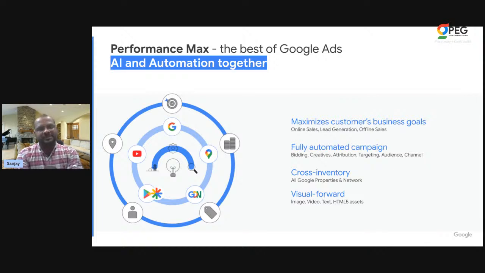So, Performance Max campaign is a powerful campaign type that helps businesses achieve their marketing objectives, such as increasing their online sales, generating leads, and boosting offline sales. It's fully automated, meaning Google AI handles everything from bidding to targeting and choosing the best ad format that is going to be served to the potential customer. This campaign type leverages the entire Google network, including the 7 channels that I have mentioned. It uses a variety of ad formats like images, videos, and text to capture attention and drive conversions.